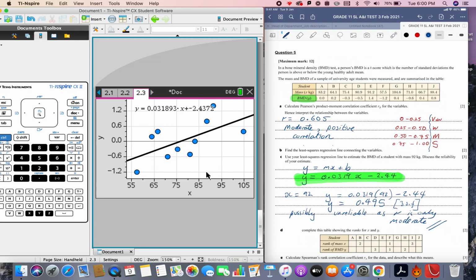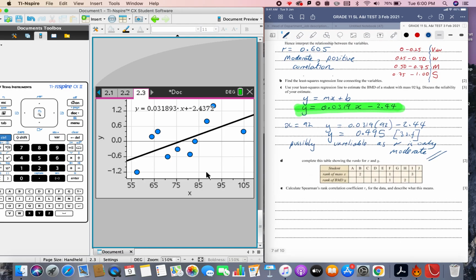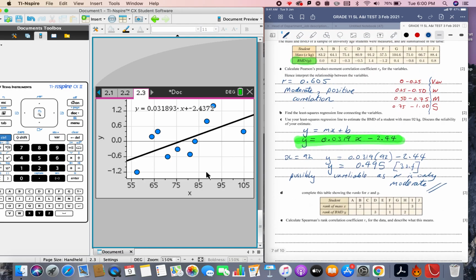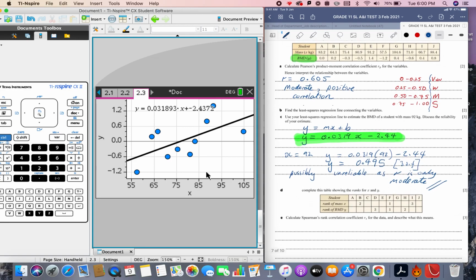Now if there's an outlier, or if there isn't a linear pattern, but there is a pattern but not linear, then we would use the rank, and that is Spearman's, and that's what the next part tells you to do. So we would have to compare the above numbers with the below numbers, and best you just do this straight on the page. So we've got a 1, we've got a 2, and we've got a 3, so we can cross those off.